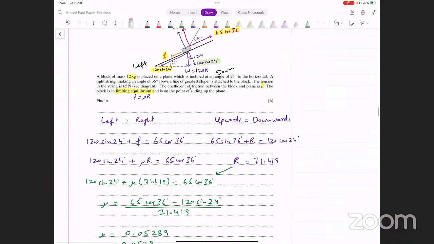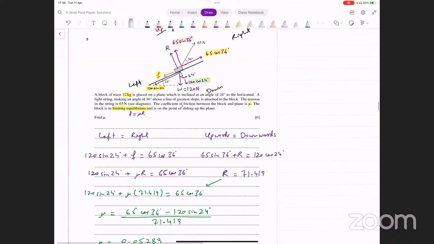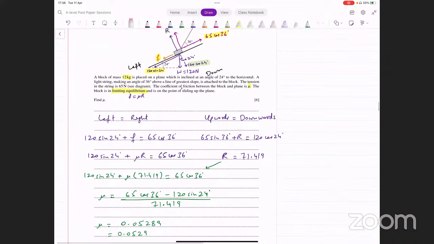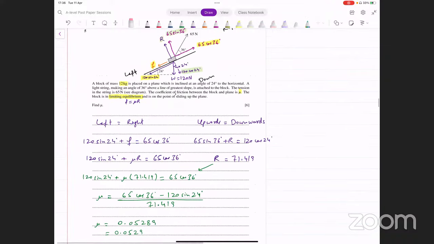ठीक है, that was question number 5 from this paper. That was 6 marks. Again, that was a pretty standard question as well. Now we have 2 questions left, question number 6 and 7.